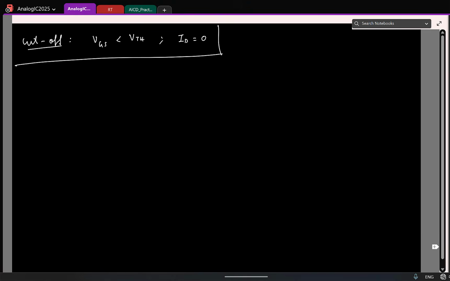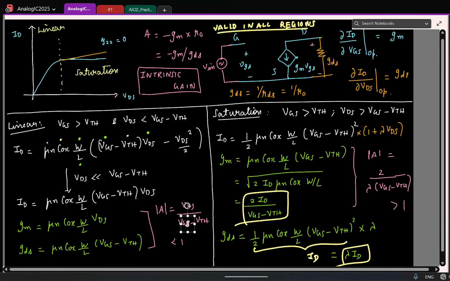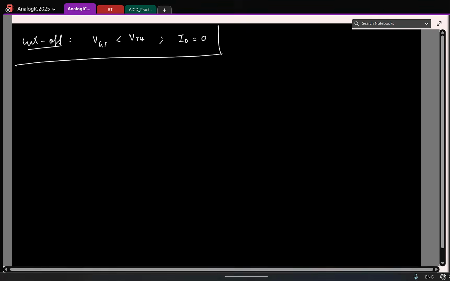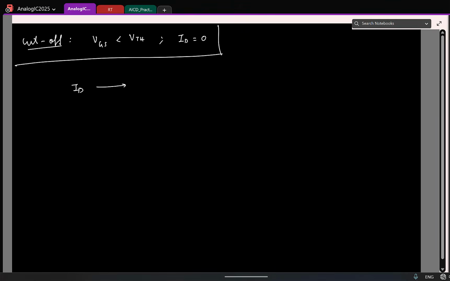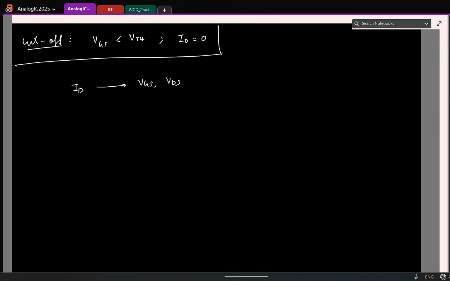So the bottom line is this: a transistor essentially responds by providing a current from drain to source in response to VGS and VDS, right? So if I were to say a transistor provides ID in response to both VGS and VDS, and if it is operating in saturation, it responds to which voltage mostly? It should respond only to VGS, not on VDS. Okay.